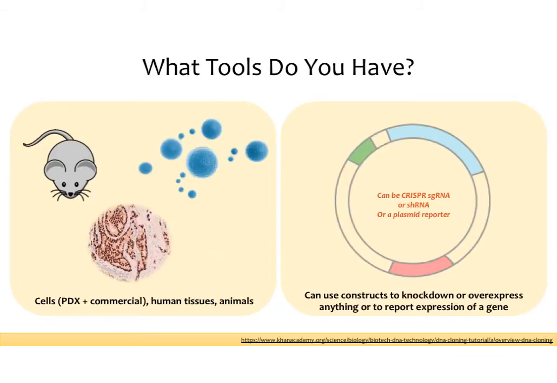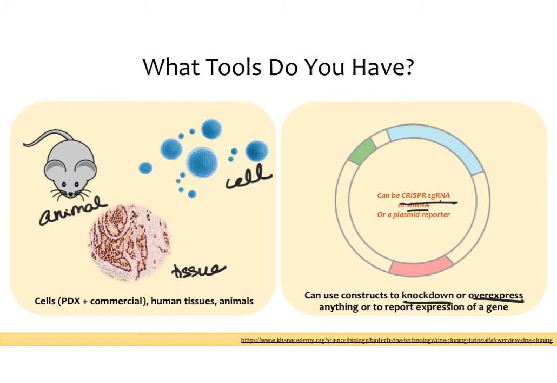And then I just want to briefly touch on what tools you have to make modifications and to study these things. And so one of the tools that is available to you is sort of your models. And so here you can think about any sort of cell line that you're interested in, tissues, and animal models. And then in terms of looking at function of certain genes, it can be very helpful to knock down or overexpress those genes in order to tie it to a specific effect. And so we have plasmids, they can be CRISPR plasmids or shRNA plasmids or reporter plasmids, and these plasmids will allow us to make modifications to cells as desired.